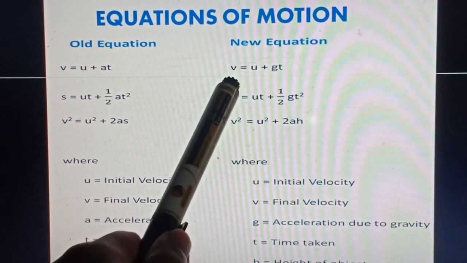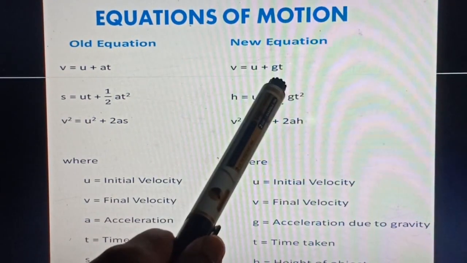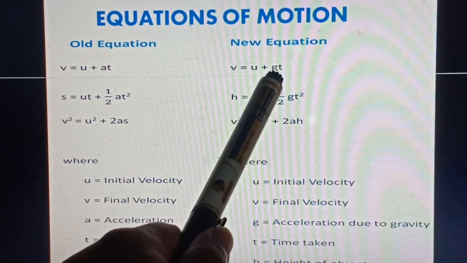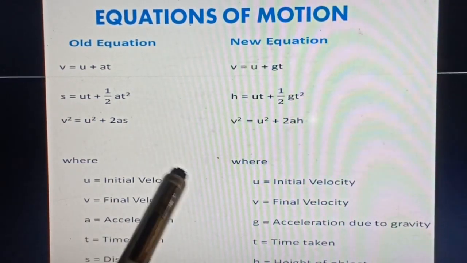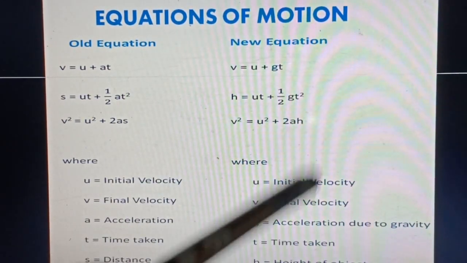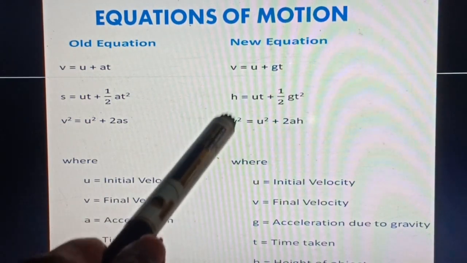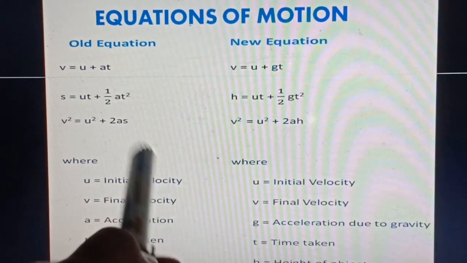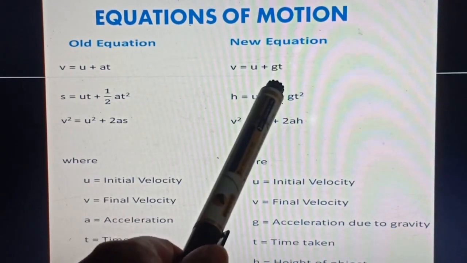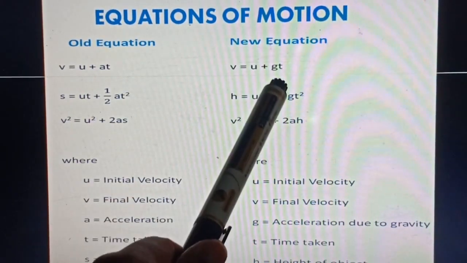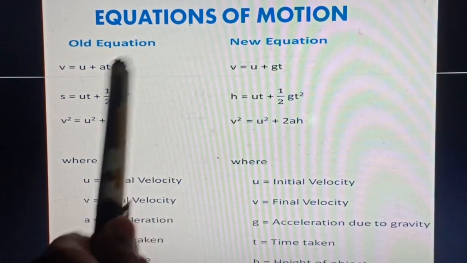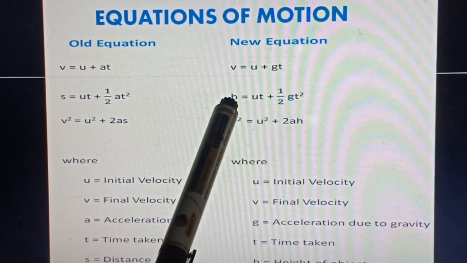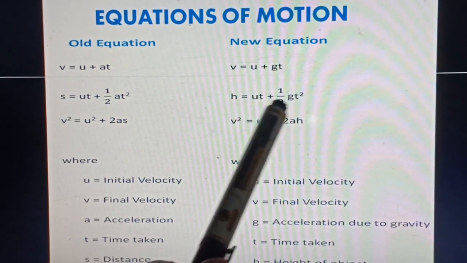So what will be the new type of equation of motion? v is equal to u plus gt. This g is the acceleration due to gravity. While solving numericals for this chapter, we have to keep in mind that this acceleration is entirely due to gravity. So we have to take the value of g as constant, and we should use the acceleration as g only. Now h equals ut plus half gt square.